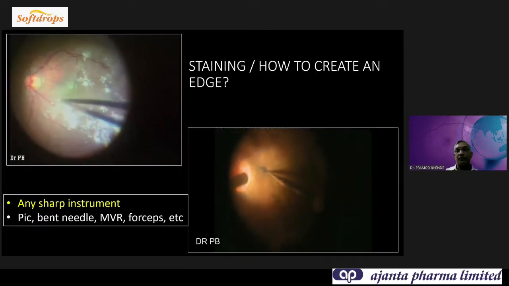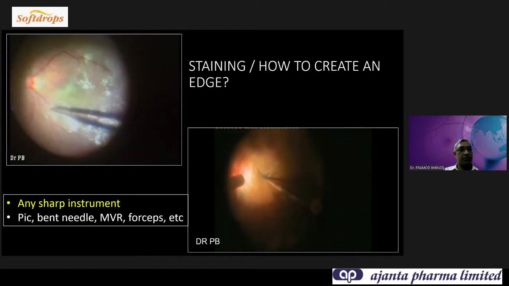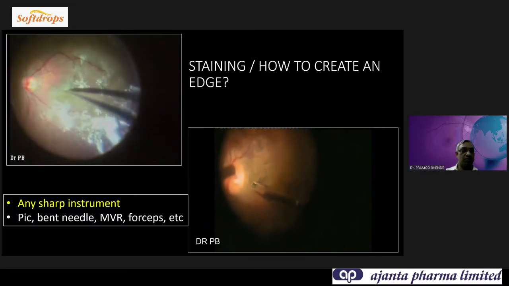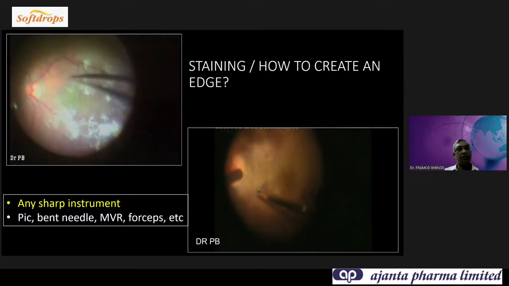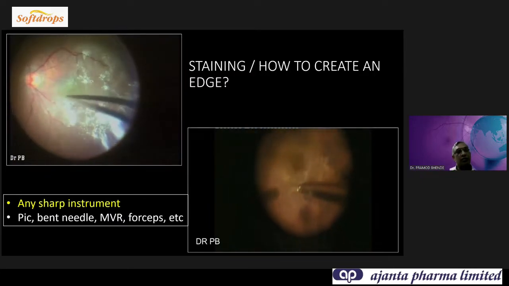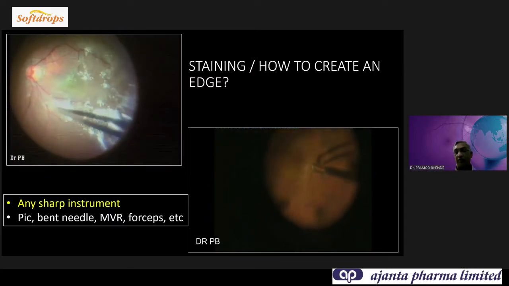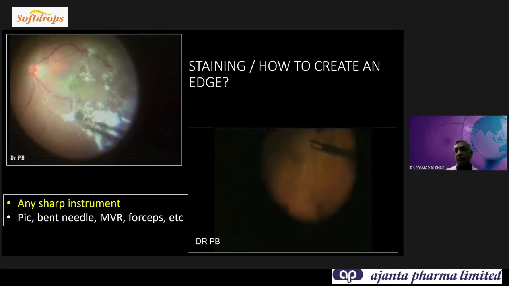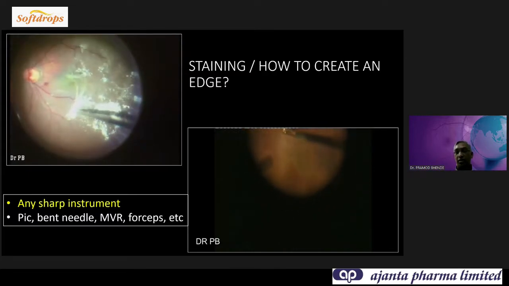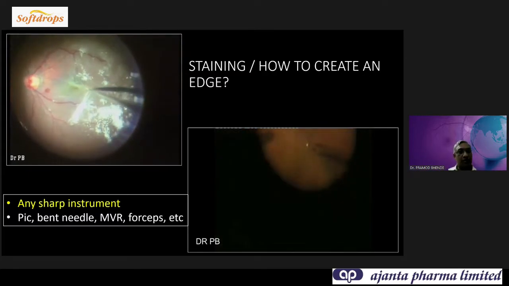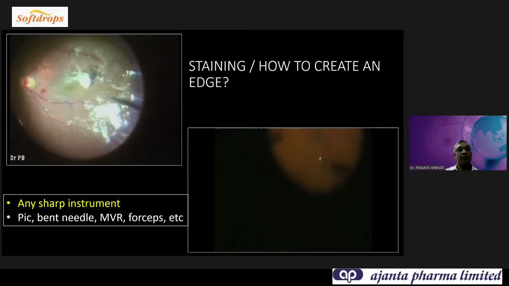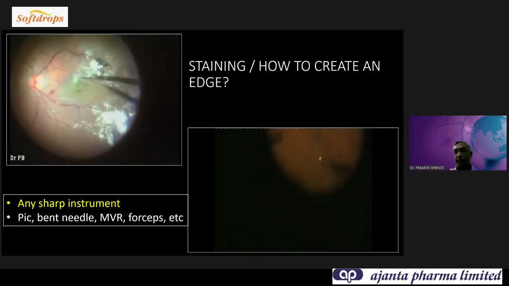However, that is not the case in all cases. If you can't see the edge properly, you can use any sharp instrument. Here, in one place I use a needle, and on the other side an MVR blade, and once you get the edge, we try to stain it. We have triamcinolone, brilliant blue, or even trypan blue, which we used to use in the old days. Once you create that edge, then go ahead and peel this membrane fully.